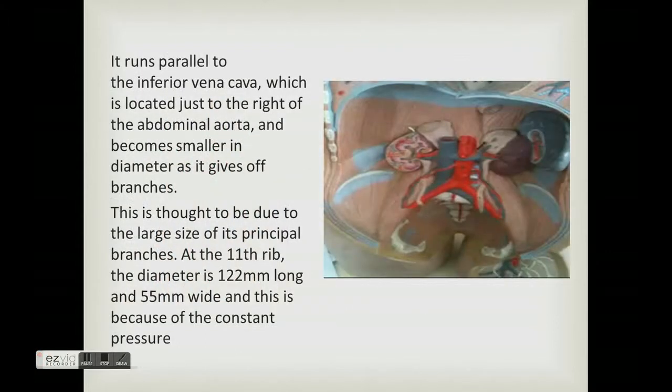The peak of the convexity is at the level of the third lumbar vertebra, L3. It runs parallel to the inferior vena cava, which is located just to the right of the abdominal aorta, and becomes smaller in diameter and gives branches. This is thought to be due to the large size of the principal branches. It is because of the constant pressure.